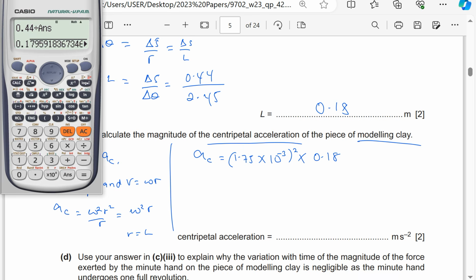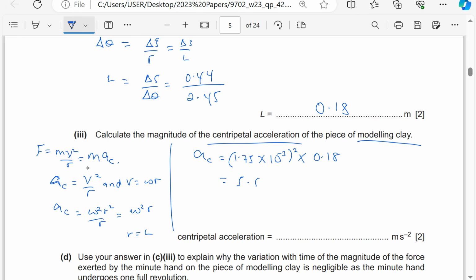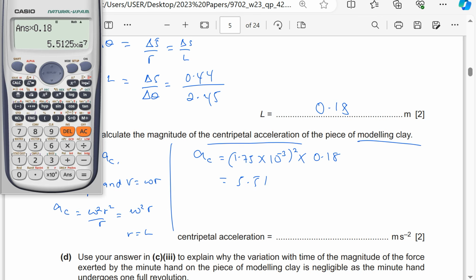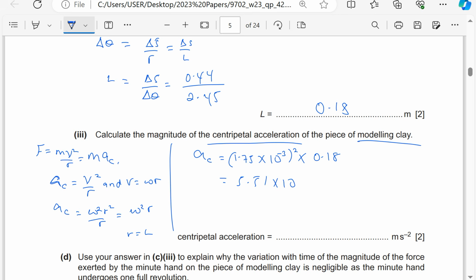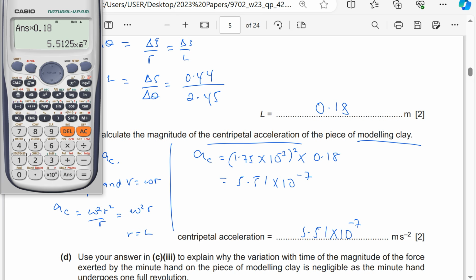So I'll just press my calculator. 1.75 exponent minus 3, squared, times 0.18. So this is 5.51 times 10 to the power of minus 7. So 5.51 times 10 to the power of minus 7 meters per second squared.